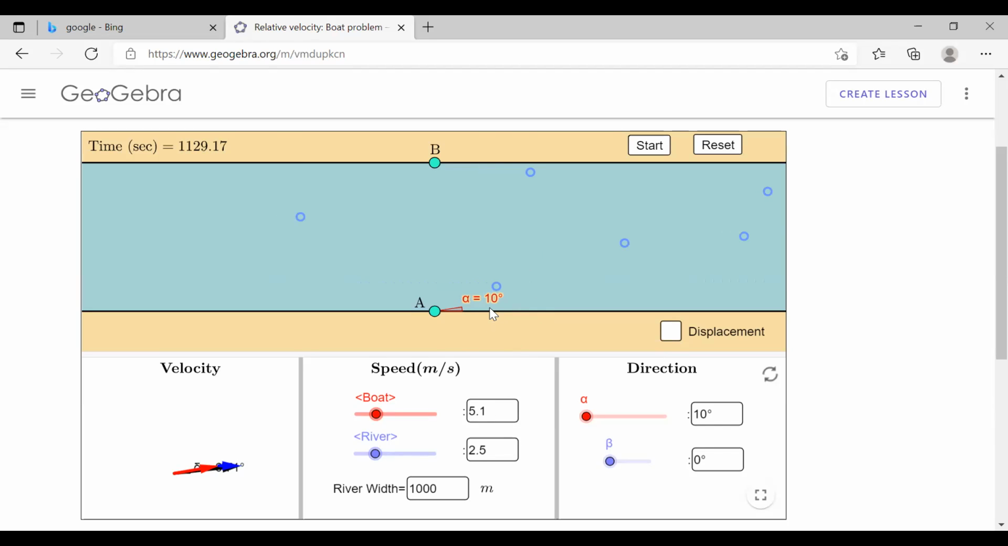So this is called downstream. Now, what is meant by upstream? Upstream.